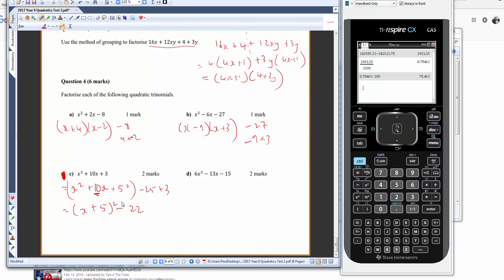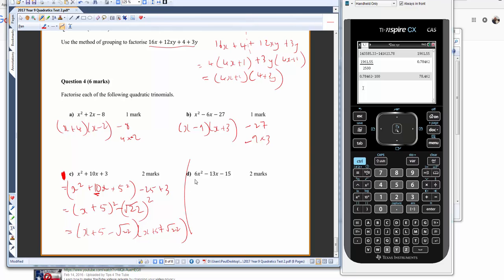Alright, now we need to factorise this, so we're going to use the difference of perfect squares. We're going to square root that and square it to make both of these a perfect square, which gives us x plus 5 take root 22, x plus 5 plus root 22.